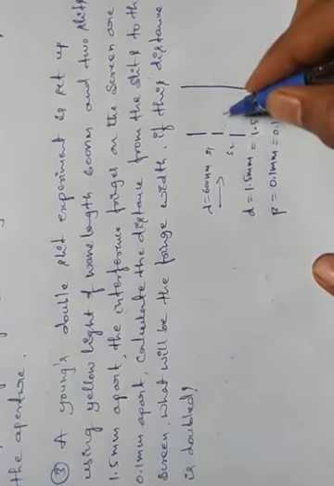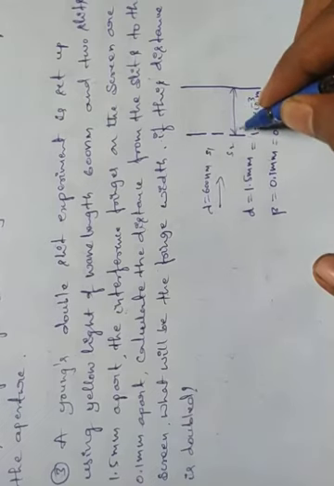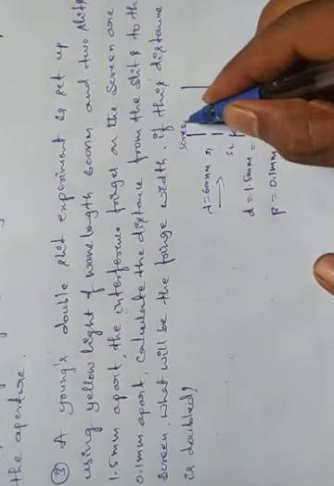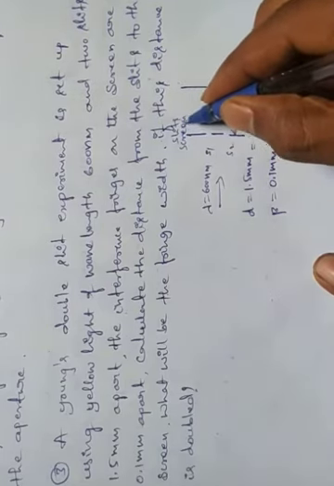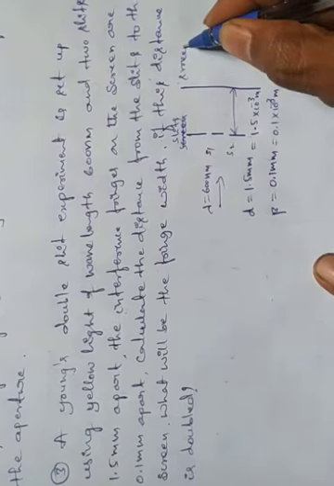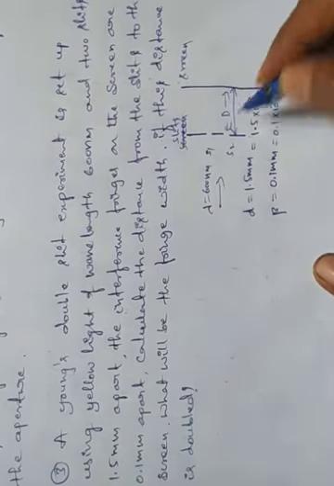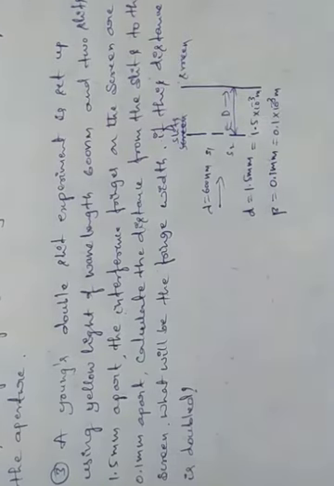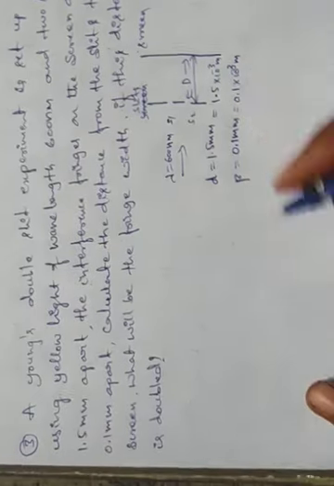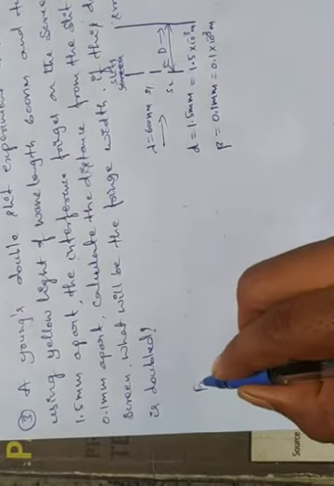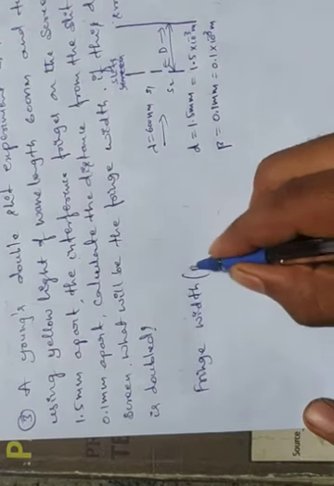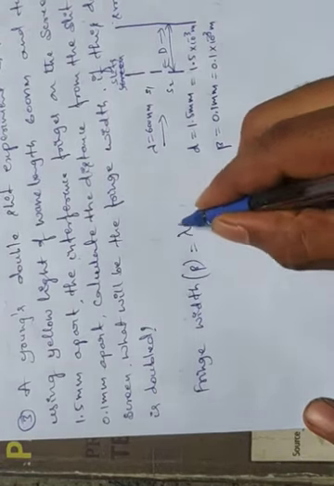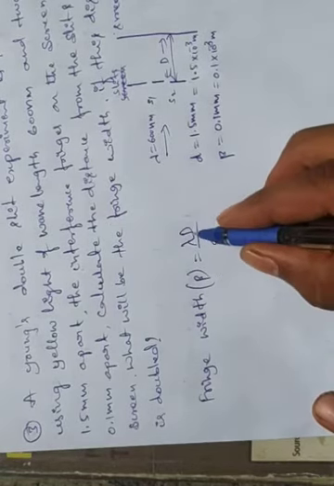Okay, so now they are asking us to find the distance between the slits and the screen. Here are the slits and here is the screen. The distance we have taken as D, and we have to find it out. We know the formula for the fringe width: beta is equal to lambda D by d.